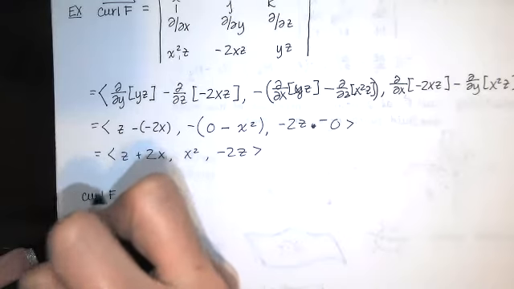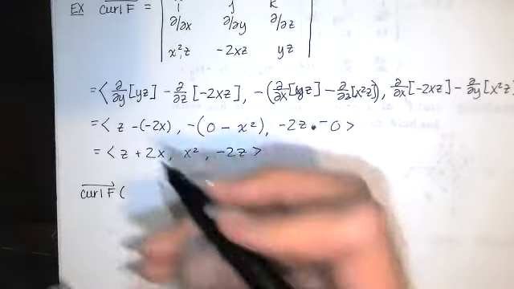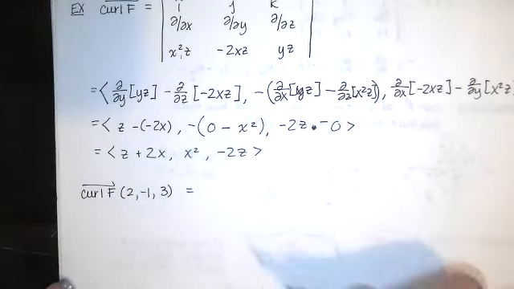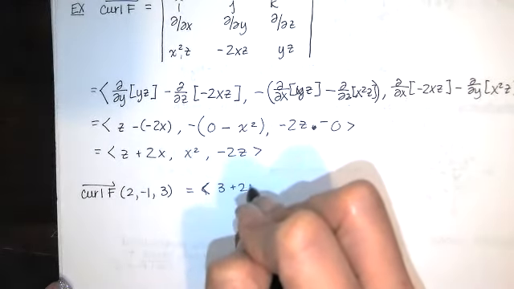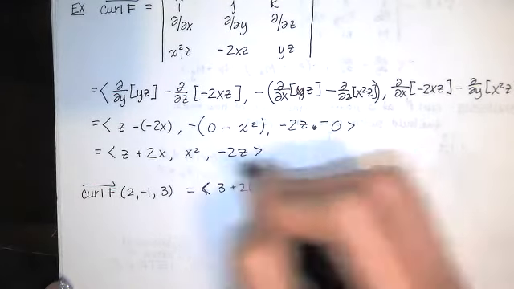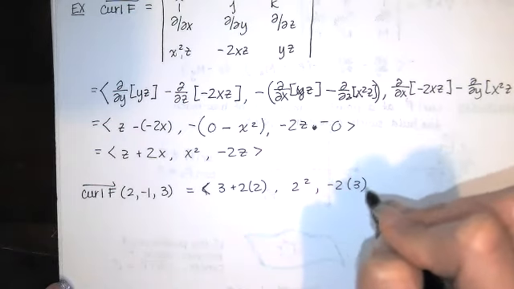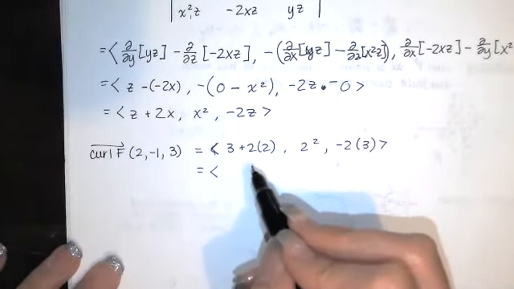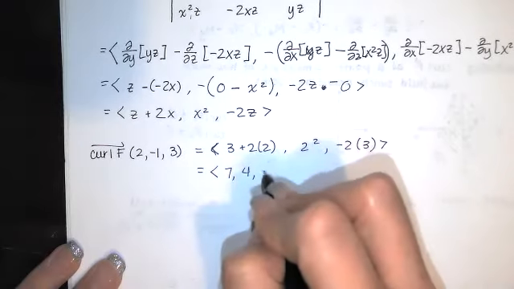Now, if somebody asked you to compute the curl at a particular point, let's say x equals 2, y equals negative 1, z equals 3, you would just replace all the z's with 3, all the x's with 2. There's no y in our definition of the curl this time. And then you just simplify. So we've got 4 plus 3 is 7, and then a 4, and then a negative 6.